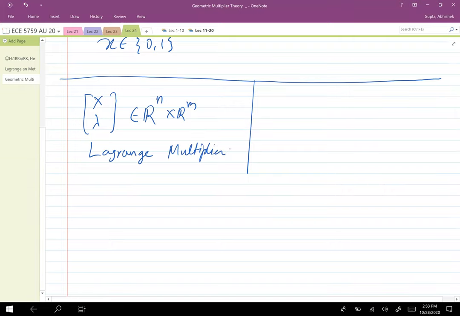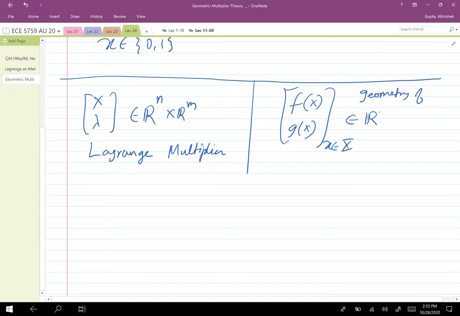Now I'm going to look at the space with f(x) and g(x), and let me use g(x) because right now we are going to be looking at inequality constraint problems, and we are just going to look at the geometry of this set. The set is X in capital X. So we form vectors of f(x) and g(x) for all x in the set capital X, and we are just going to look at the geometry of such a set.